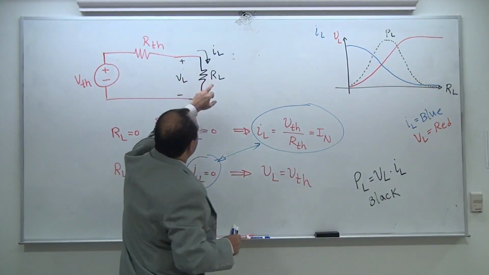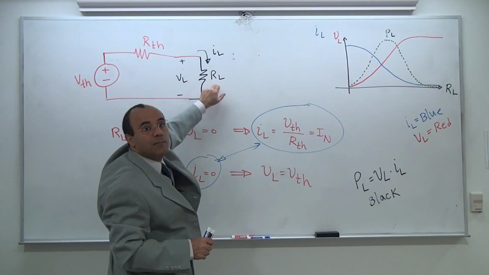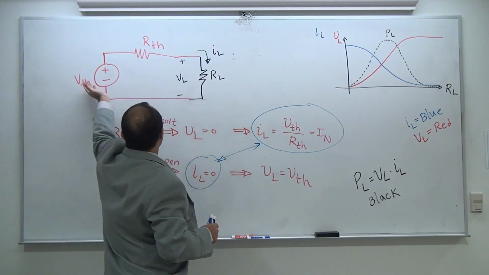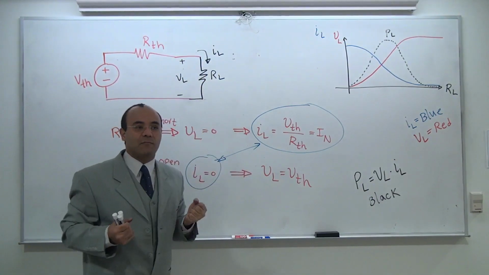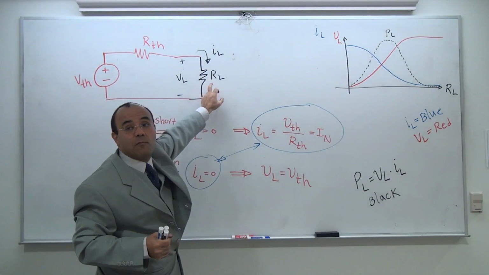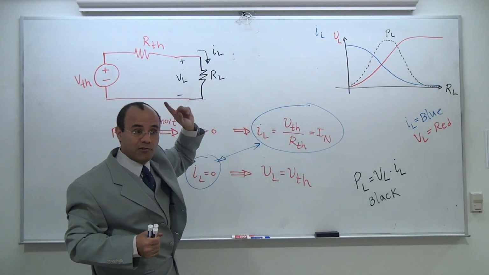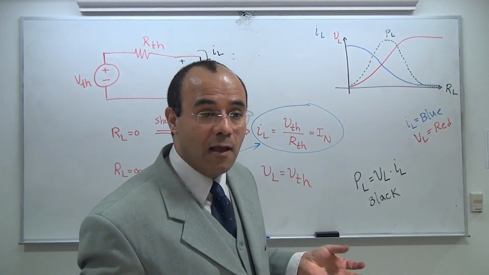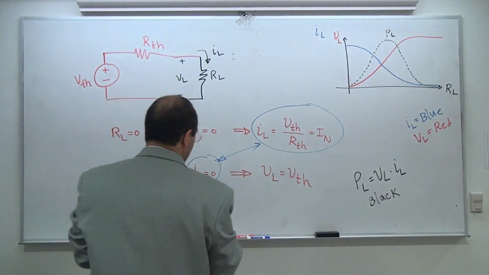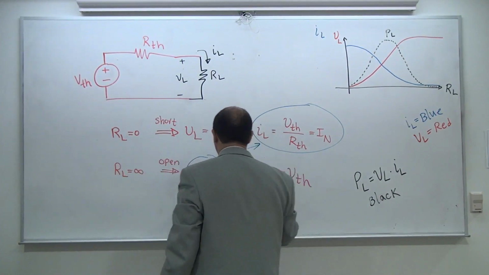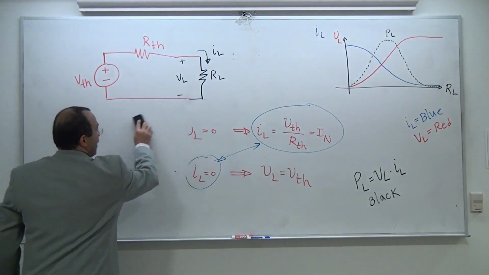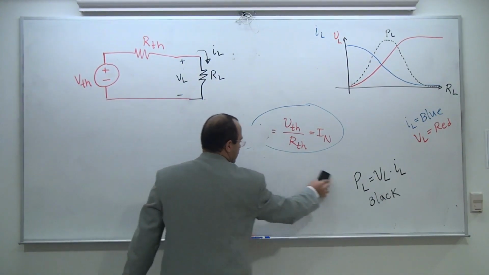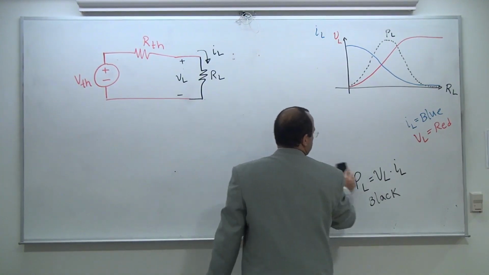So my question is this: what should RL be to be able to absorb the maximum power? I want this guy to absorb the maximum power. That's the question. So we are going to find, actually there is a very simple formula. I'm going to lay out the proof because eventually you guys need to know the critical thinking behind it. But it's really simple. A bit of math, but it's really simple.